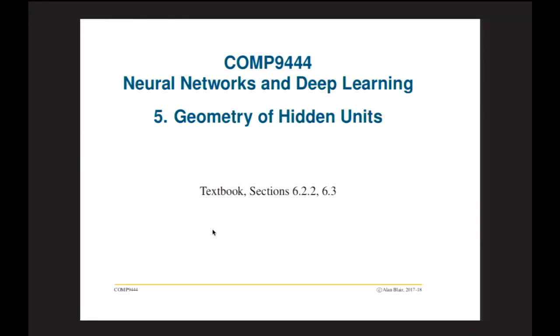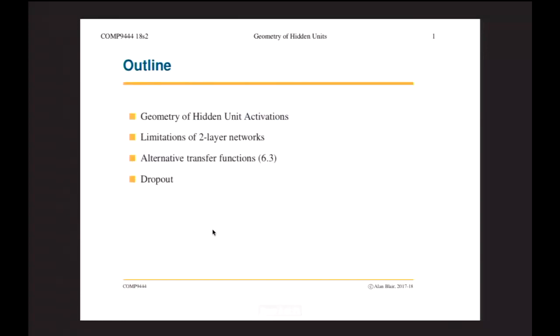So what I want to do now is talk a little bit about how we can analyze or visualize the geometry of hidden unit activations. And then I'm going to talk about the limitations of two-layer neural networks and a couple of ideas about how we can move up to multi-layer neural networks.